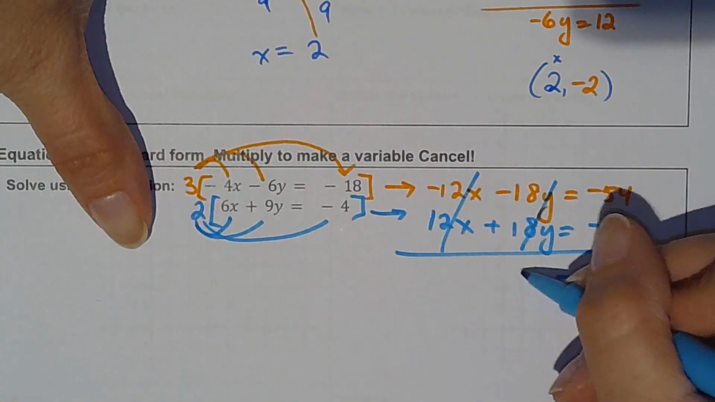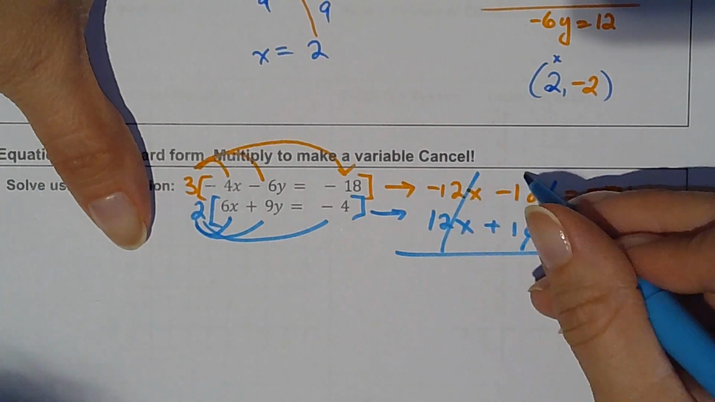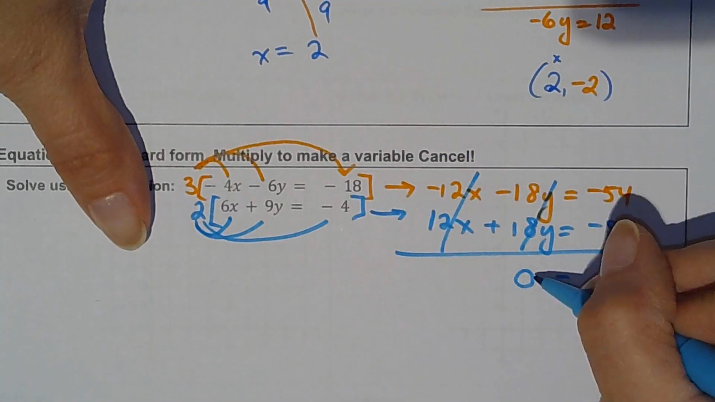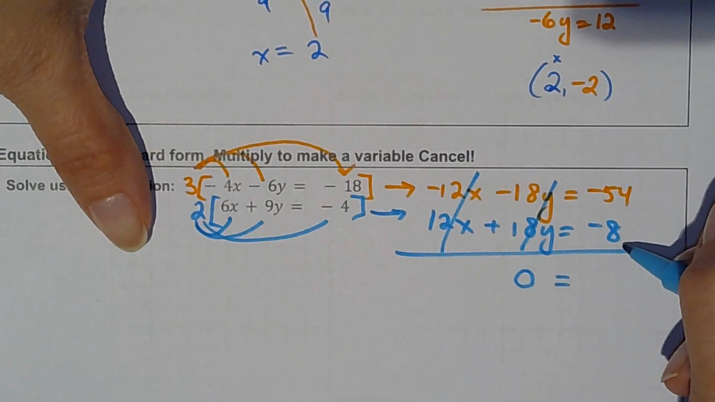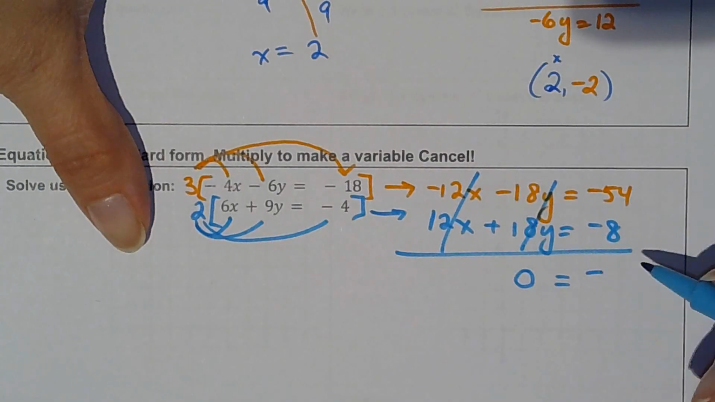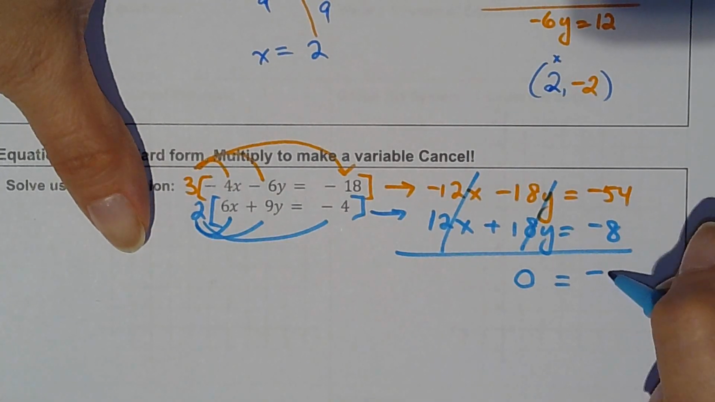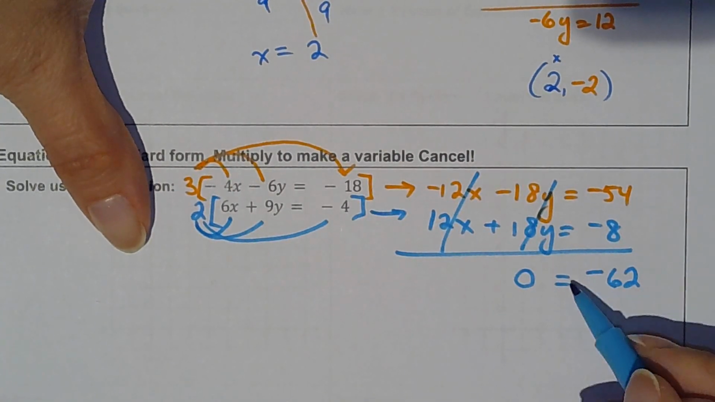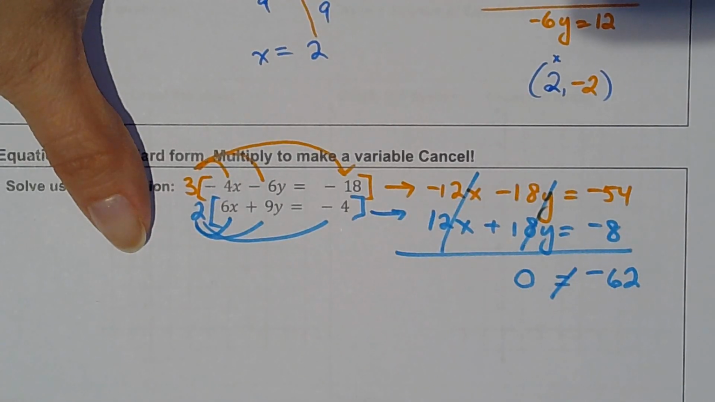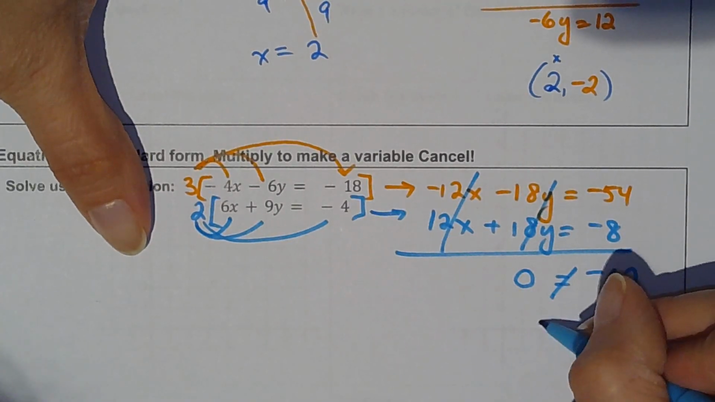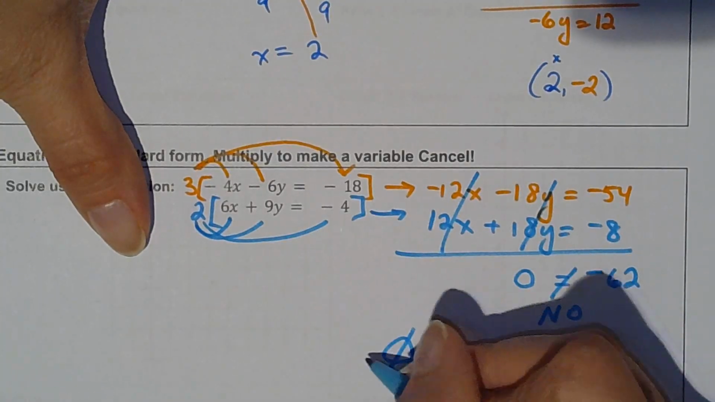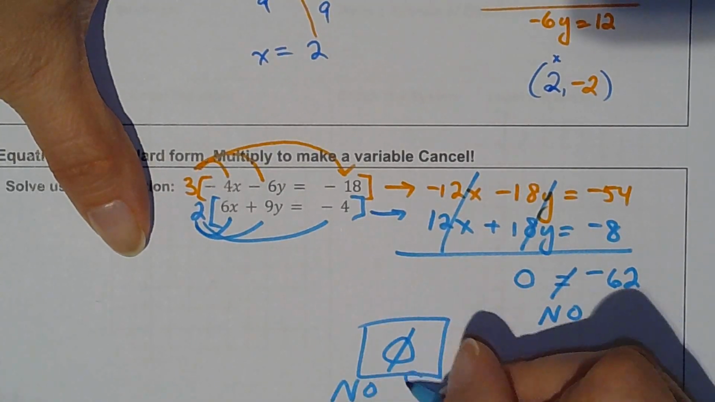What number are we getting here? There's no letters. We have a 0. Over here, I add these together, and we get negative 62, and that is not equal. Okay? Does 0 equal 62? No, and so my answer is no solution.